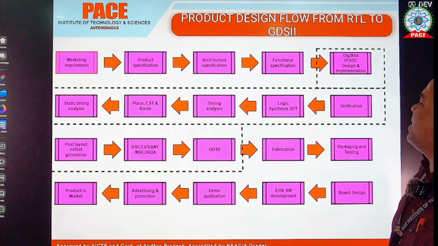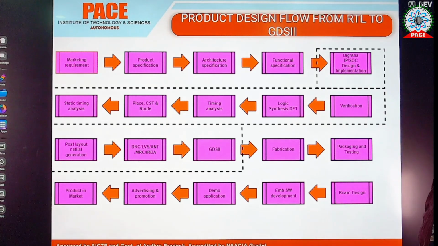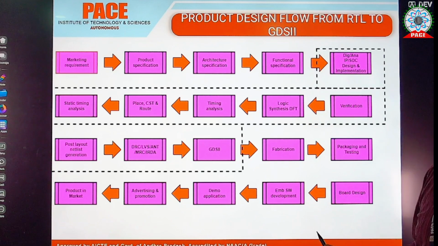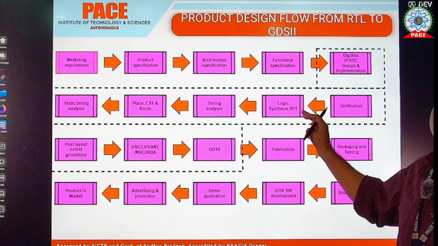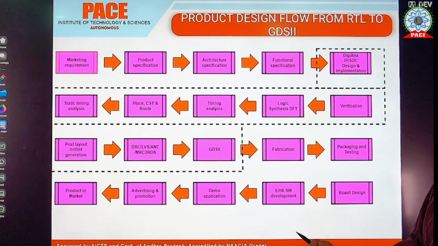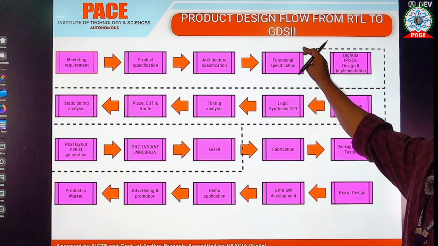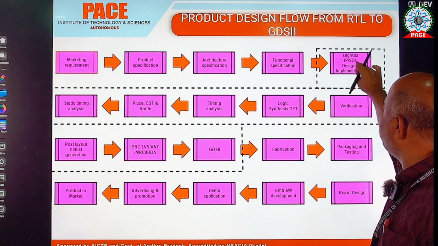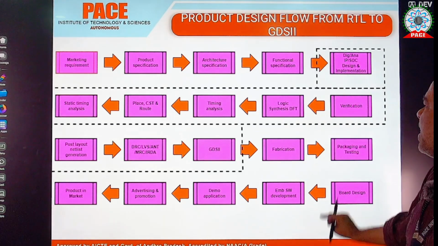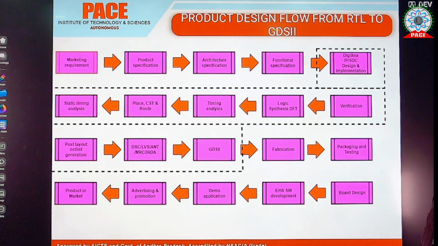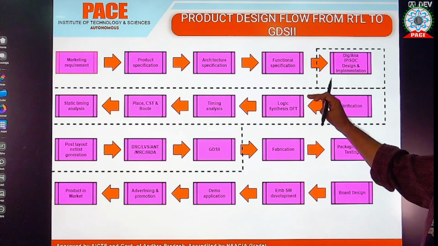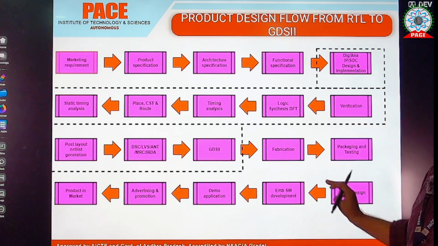IP is nothing but intellectual property. It is not only one component, not only one peripheral, because it is interfacing and interconnecting of the digital and analog blocks. Then coming to the next block, you need verification. Verification plays a very important role. Writing the program is not the important part; verifying the program is important, because if we do not verify the program, we get errors and the customers are not satisfied.